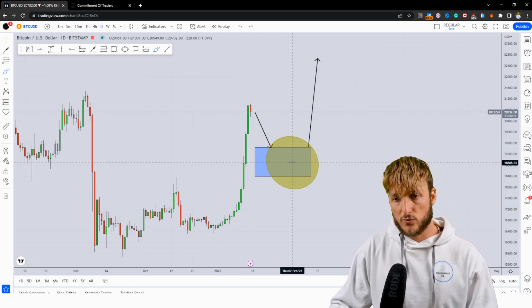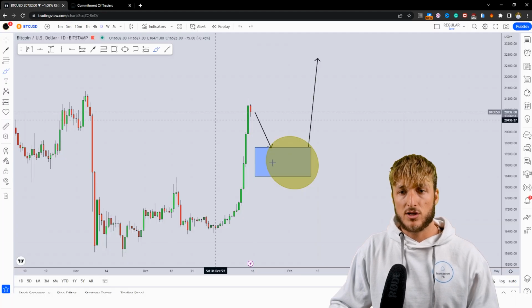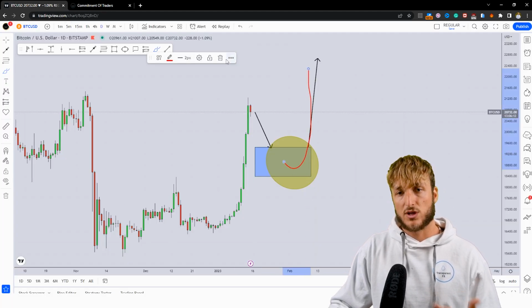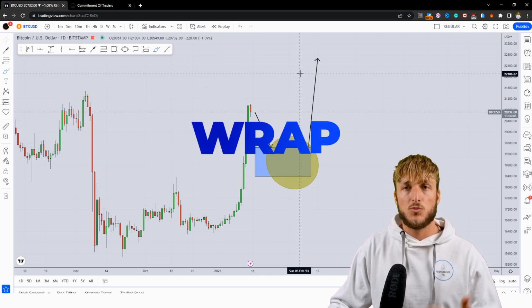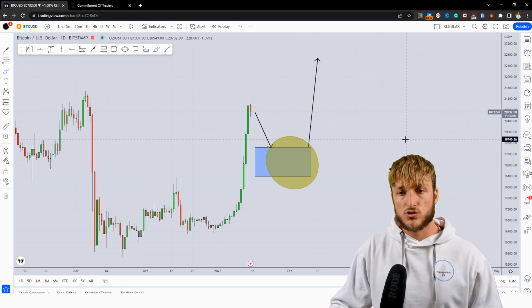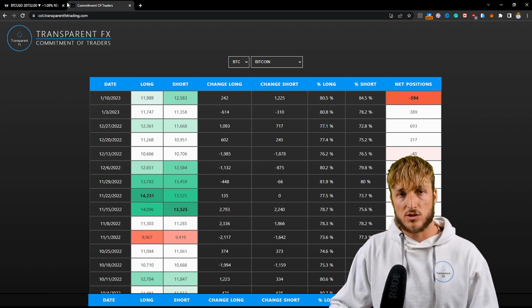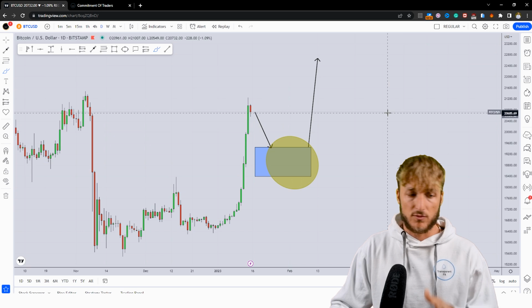So if we do get the move to this area, and inside of here we start to see institutions once again adding longs, there is a good probability for a potential rejection higher. So if we do get the correction to this zone, how we could be approaching that potential longing opportunity. Now, as usual, trading is reactive and not predictive. The monthly, weekly, and daily combined with the COT data, those are the best time frames from a directional perspective.